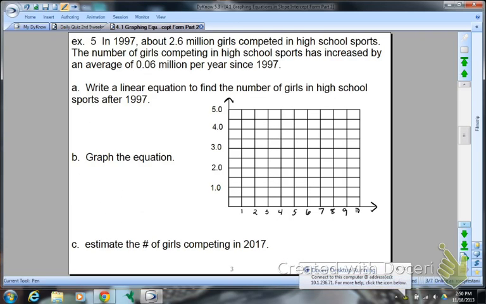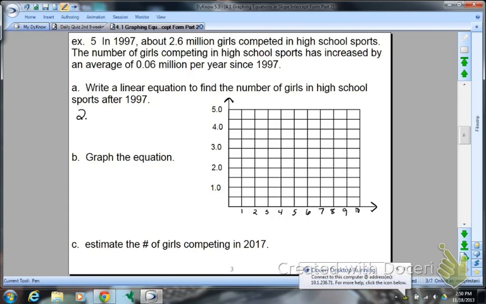In 1997, about 2.6 million girls competed in high school sports. The number of girls competing in high school sports has increased by an average of 0.06 million per year since 1997. So we're talking about from 1997. We're not talking about anything before that. It's just starting at 1997. How many girls were competing in sports starting in 1997?